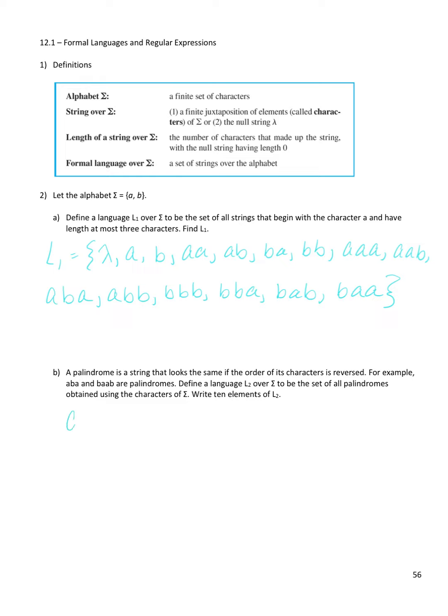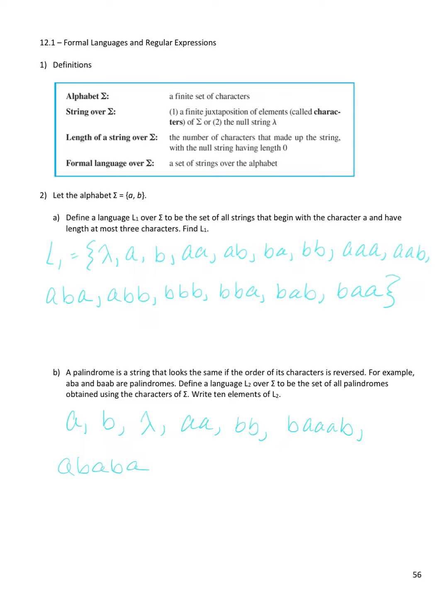So plain old A is a palindrome. Reads the same backwards and forwards. Same with B. Same with the null string. It doesn't really exist, so it reads the same backwards and forwards. And then we could have AA or BB. Or we could get fancier. We could do like BAAAB or ABABA.